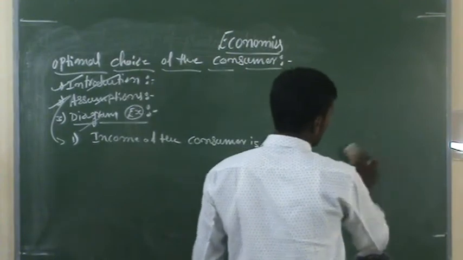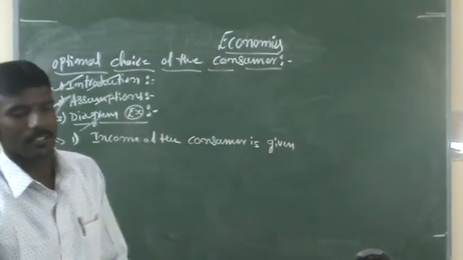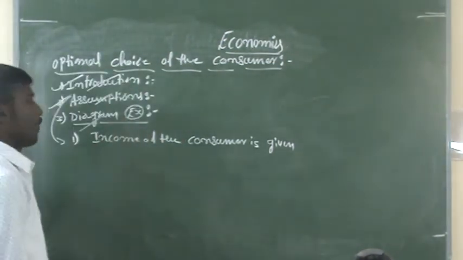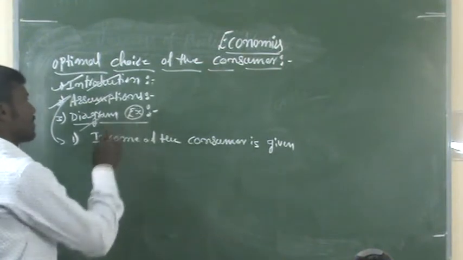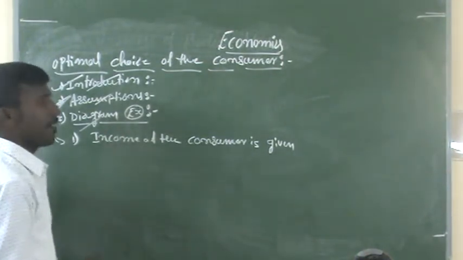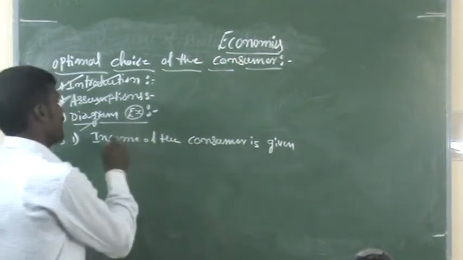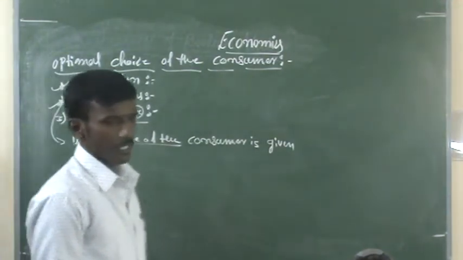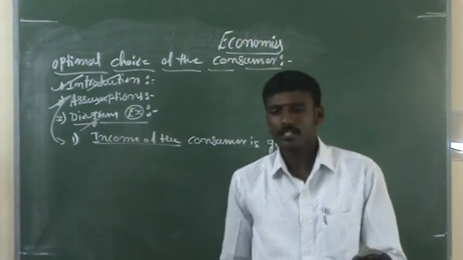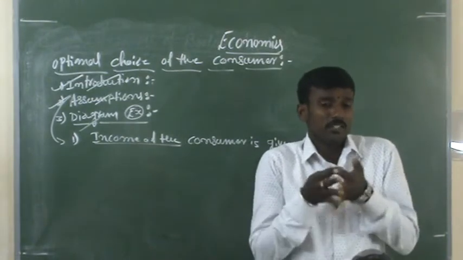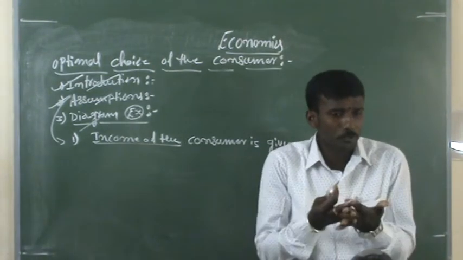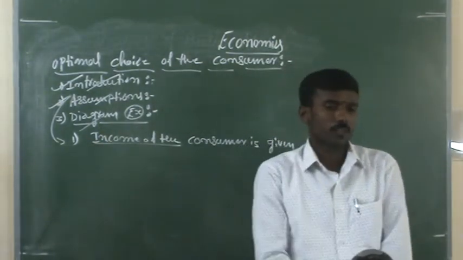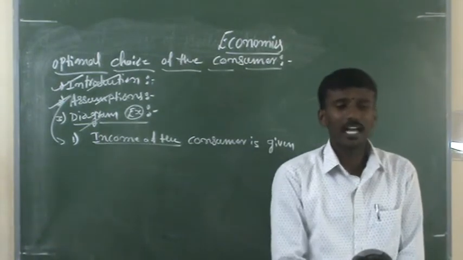If we study them one by one, the first assumption of the optimal choice of the consumer is that the income of the consumer is given here. The income of the consumer, maybe that is 20 rupees or 30 rupees or 80 rupees, whatever. In total, the consumer has some income.